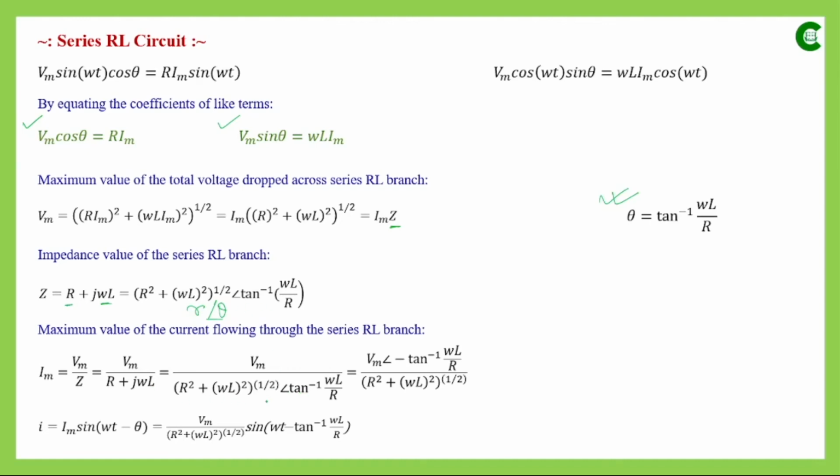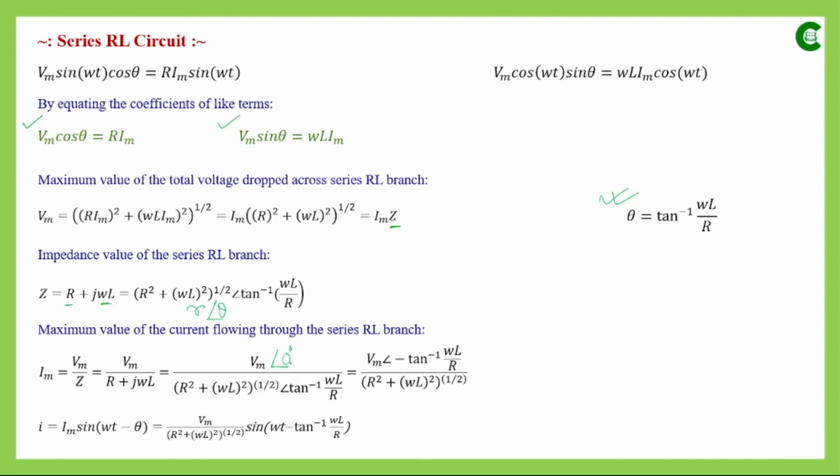Now this is the r part and this is the theta part. So it's simply here we have Vm. We can also think this way, that Vm has an angle of 0 degree. This is the reference value. So for any quantity we take as reference, the phase value is 0 degree.